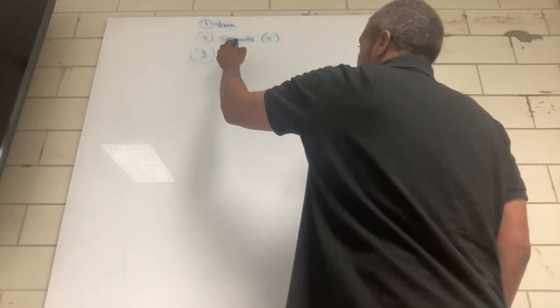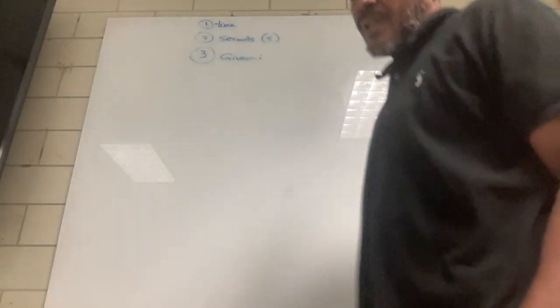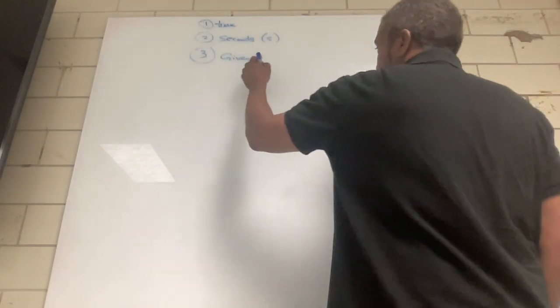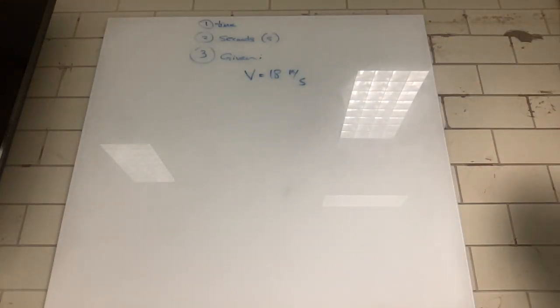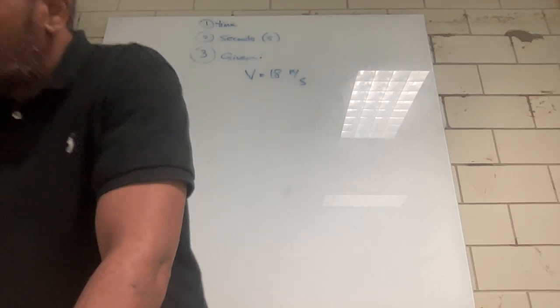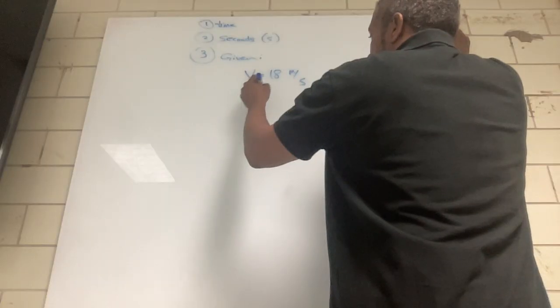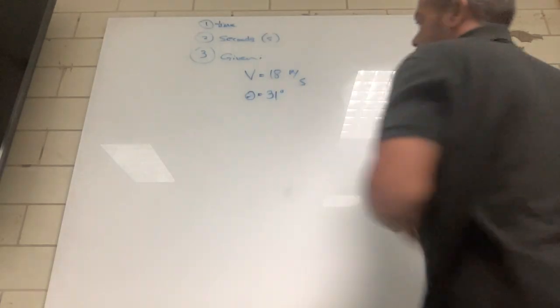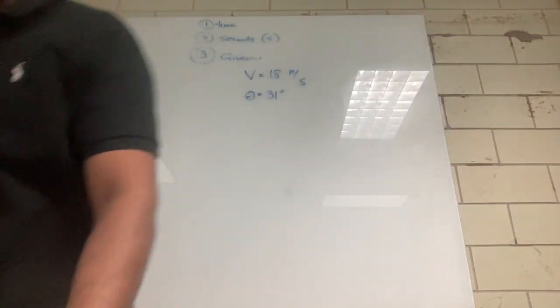So what are the givens here? 18 meters per second. So we have a speed of 18 meters per second. What else we got? At an angle of 31 degrees. 31 degrees. Right.